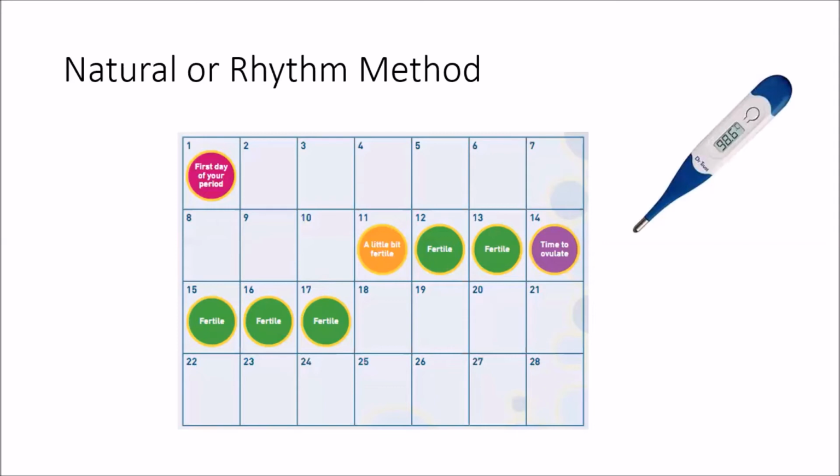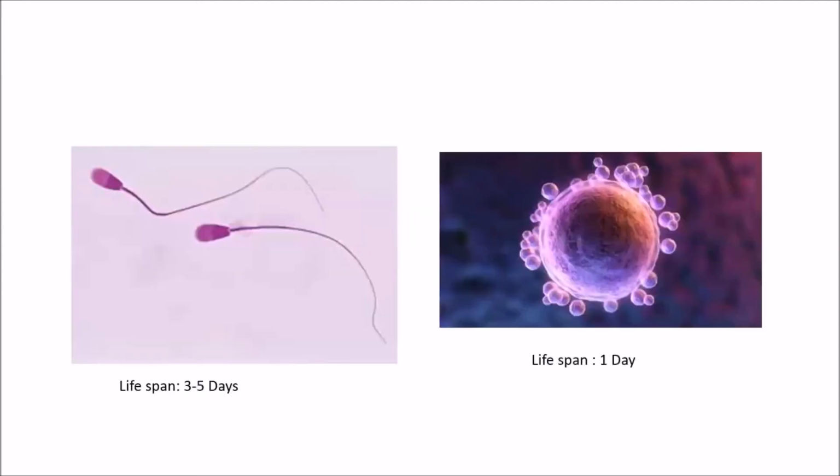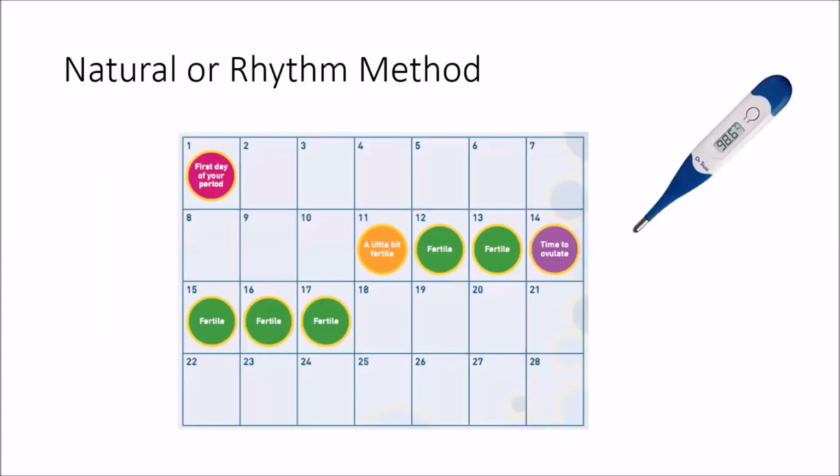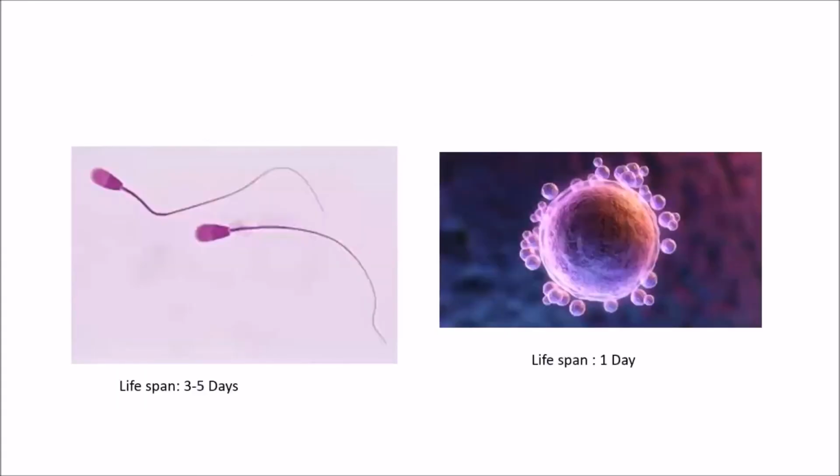Now with this one here, this is using the calendar method to predict when you think the female is going to be fertile. With certain females, they might ovulate on day 13. They might ovulate on day 15. So this entire area right here is just an estimate of when you think a female might be most fertile. Another thing to take into consideration with this method is that the lifespan of a sperm is between 3 to 5 days, and the lifespan of an egg cell is about 1 day.